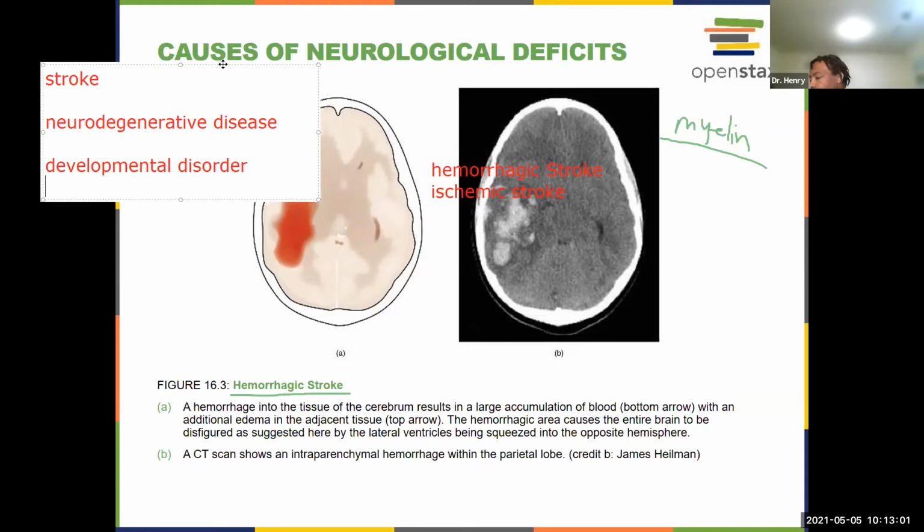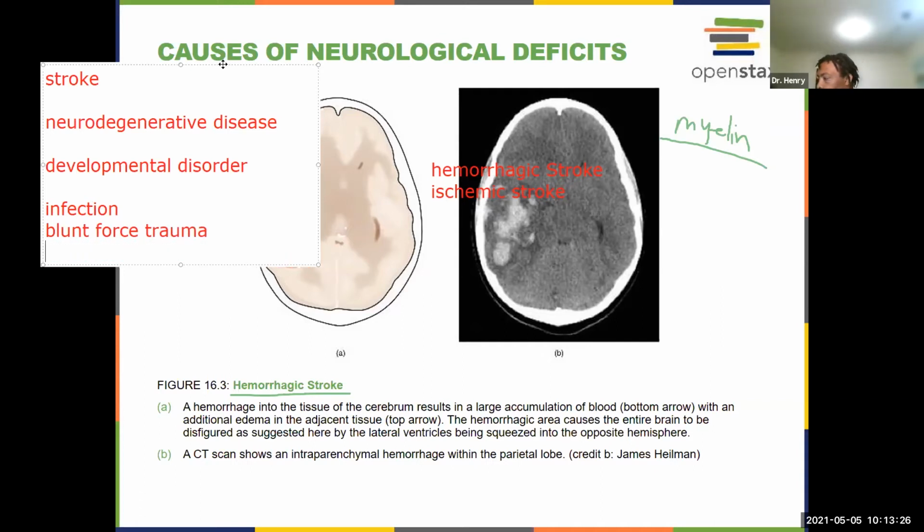The other reason that you can have these effects is due to infections, blunt force trauma, or congenital disorders. It's not cognitive, congenital.